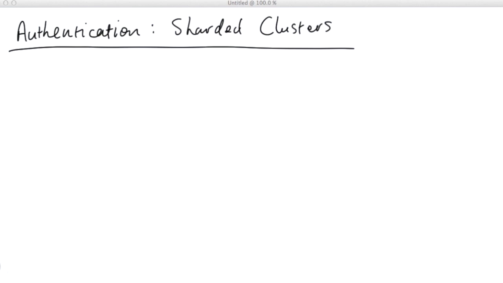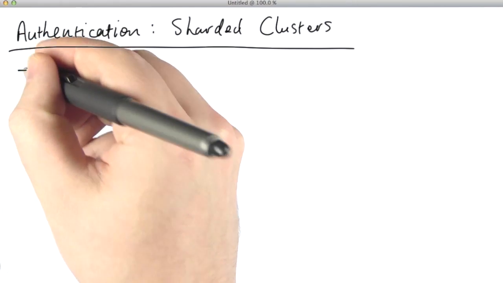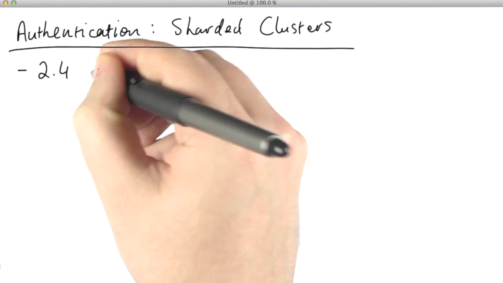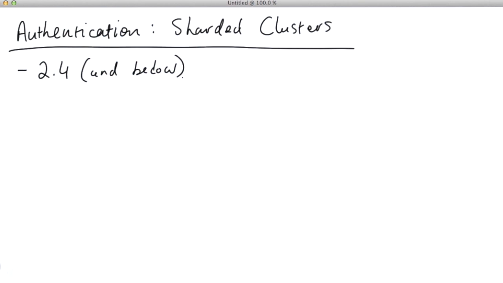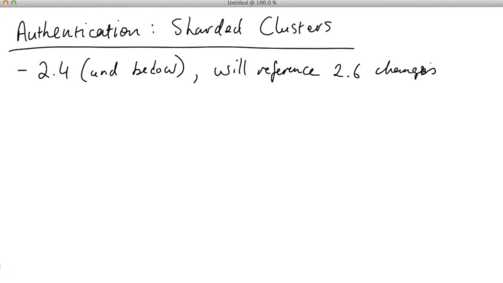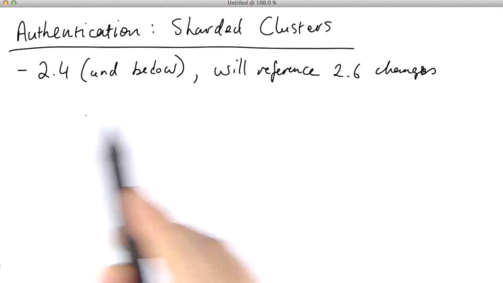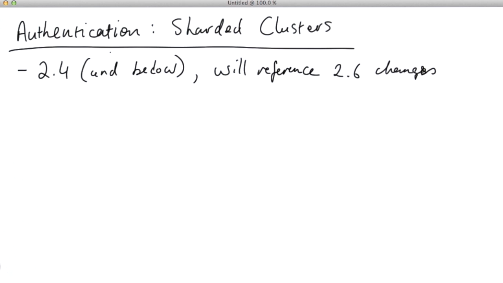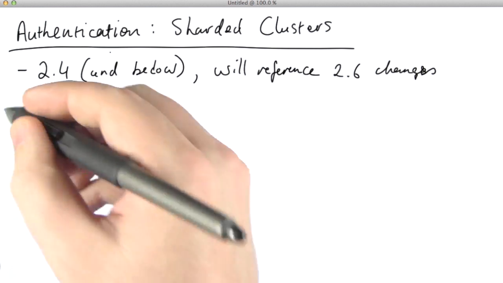A couple of notes before we start. First of all, I'm going to be mainly talking about 2.4 and below, but I will reference 2.6, because in this particular scenario, 2.6 is actually a simpler solution. So I'll explain the more complex version of things in 2.4, and then I'll refer back to 2.6 and the changes therein. Okay, so a couple of other notes just to refresh everybody's memory.